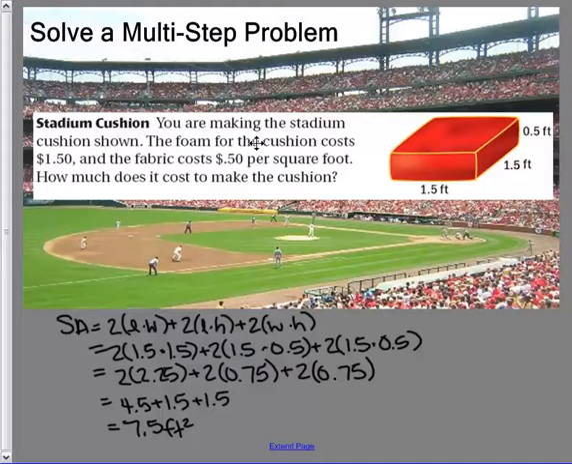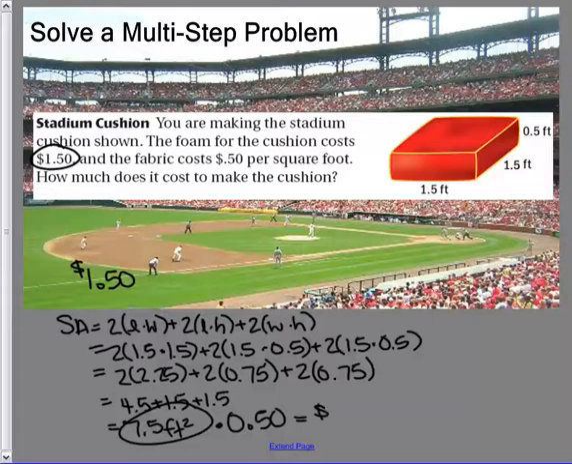All right, so the foam cushion costs you $1.50. So for one cushion, I need to pay $1.50. But then I need 50 cents per square foot. Well, if this is my square foot, I'm going to take it times 50 cents. So 7.5 times 50 cents would be $3.75. Add that on to your $1.50, and we get a total of $5.25 to make your cushion.